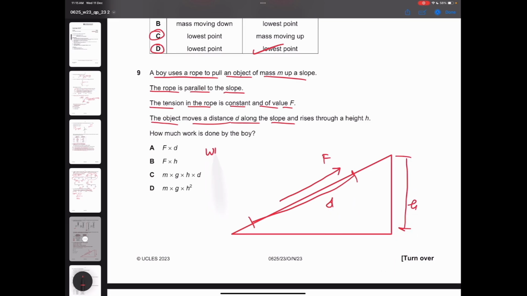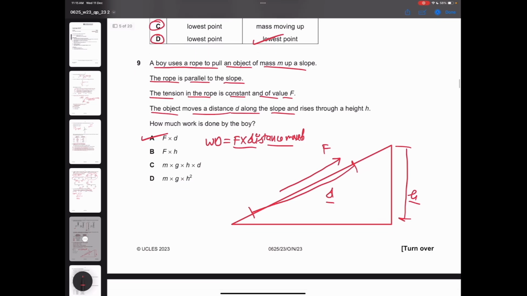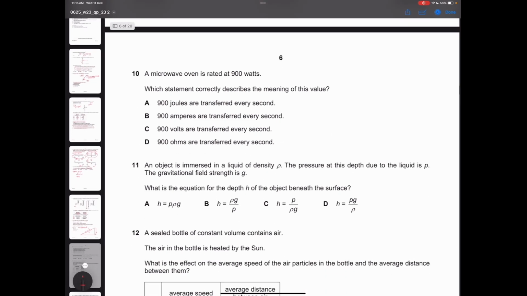We know that work done is equal to force into the distance moved or displacement, right? Force into distance moved. What is the distance that the boy is moving? Is it H or is it D? I think it is D. So force into D is the answer. Ninth answer is A.